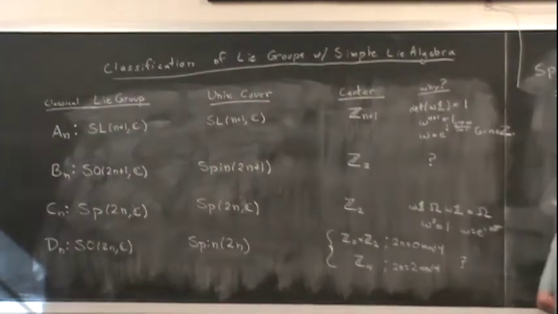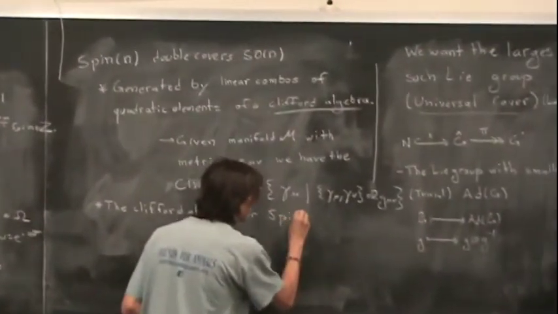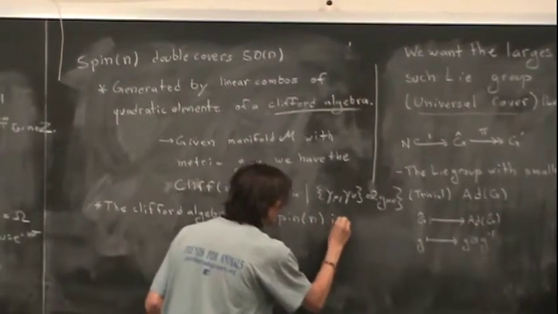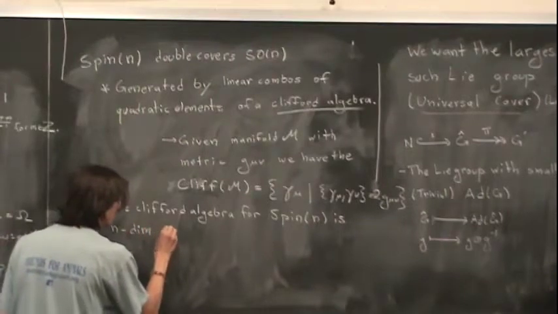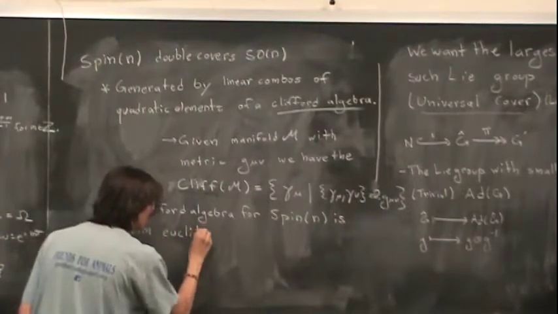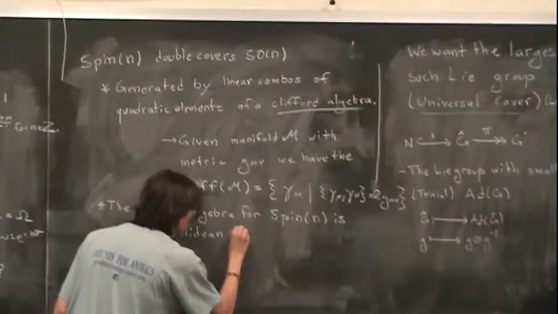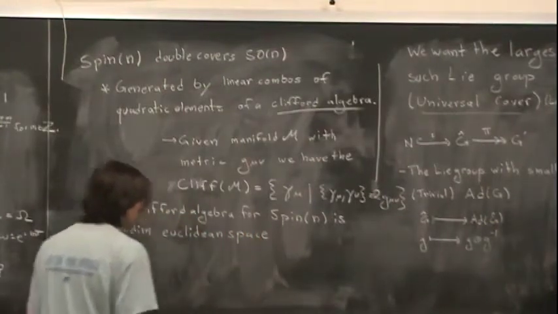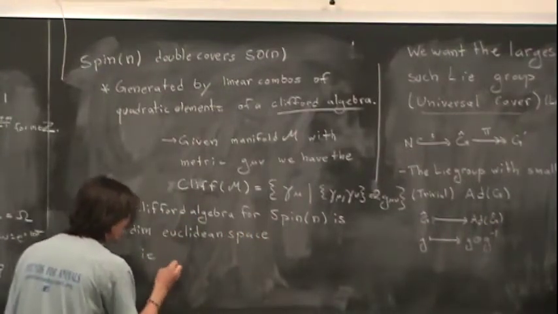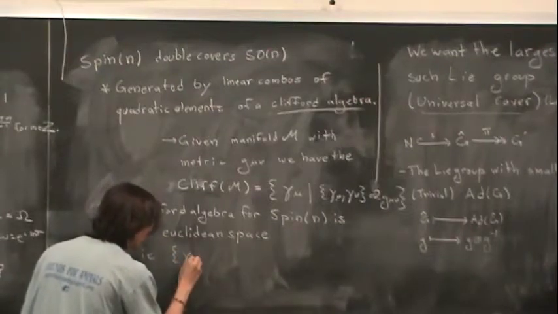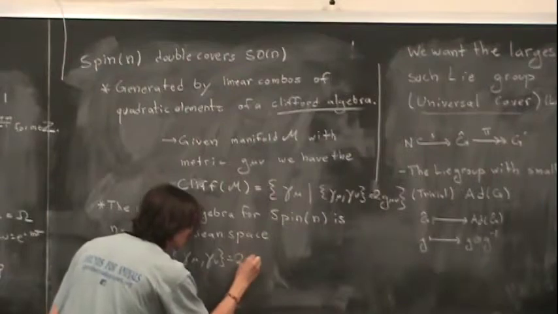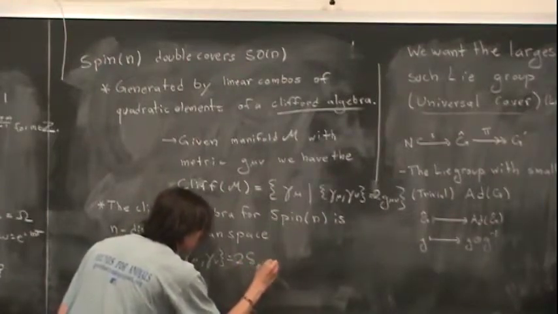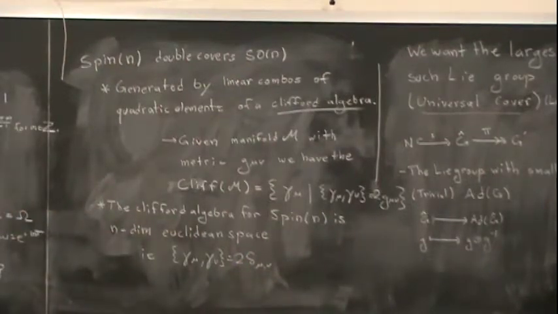Oh yeah. So the Clifford algebra for spin n is n-dimensional Euclidean space. So we just have a very simple Clifford algebra. The anti-commutator of gamma mu and gamma nu is just twice delta mu nu, because the metric is just one.